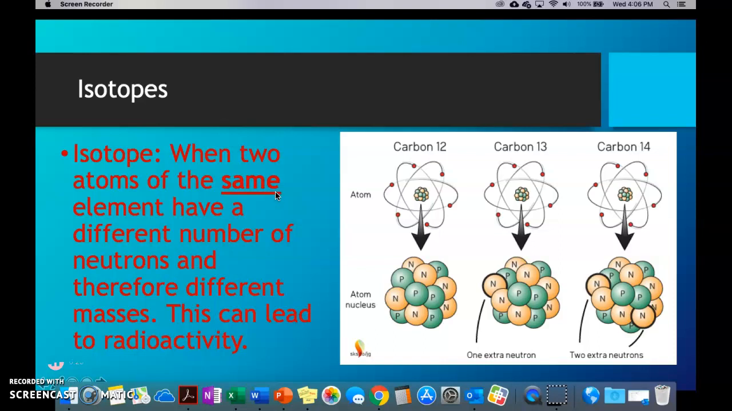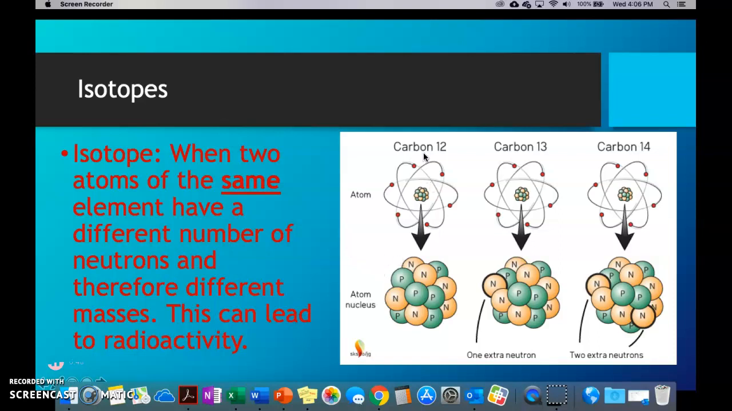Now again, let's just refresh. In the nucleus of an atom, we have protons and neutrons. They are the same size, and they are the two parts of the atom that actually give the atom mass. But it's the number of protons that determines what type of element you are.